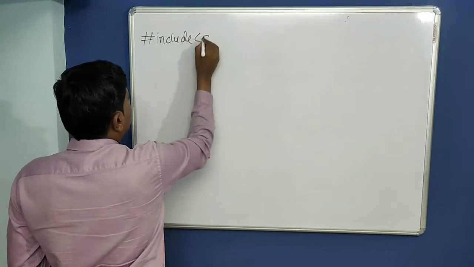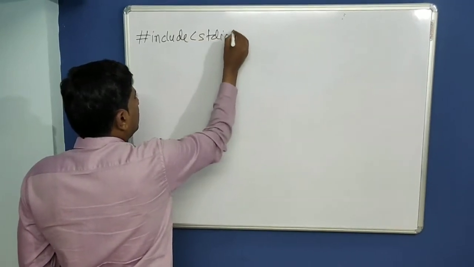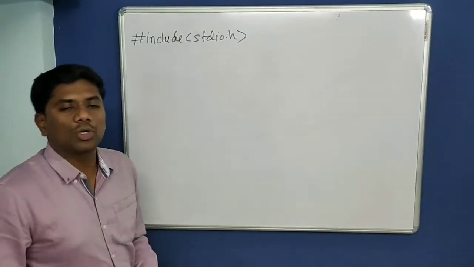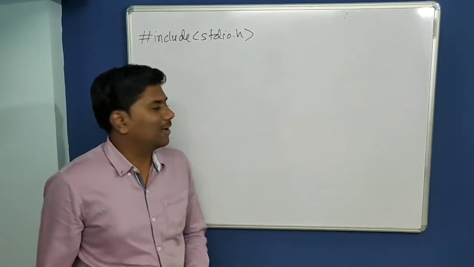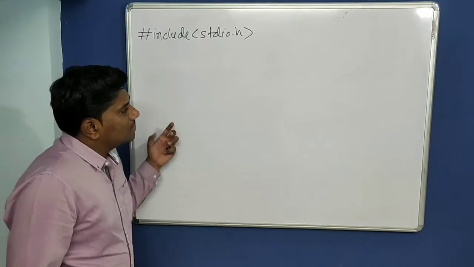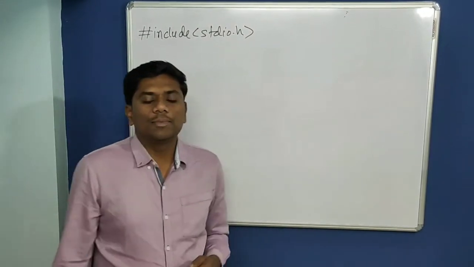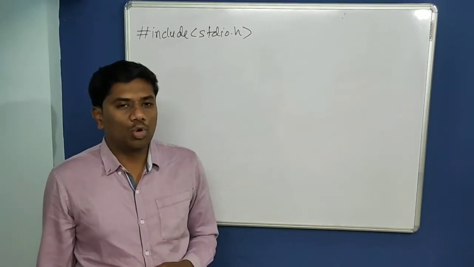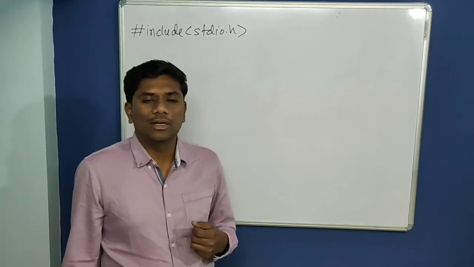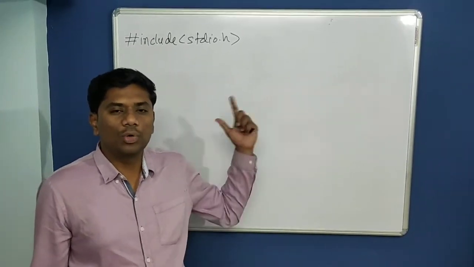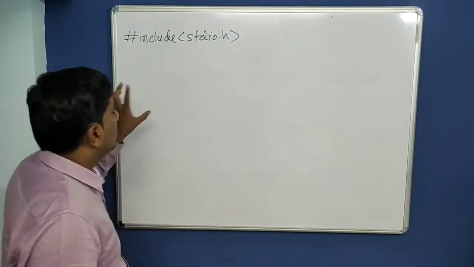Hash include stdio.h header file, because we are going to use printf and scanf functions from this header file. Now as we are learning this C programming language on Ubuntu operating system, we have already mentioned that we don't require getch and clrscr functions, so we don't require the conio.h header file right now.